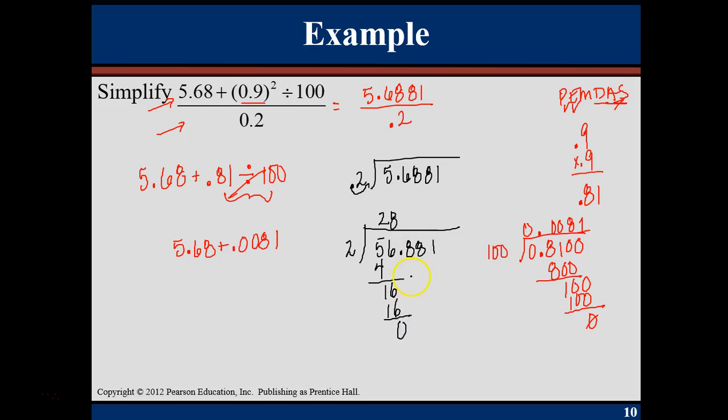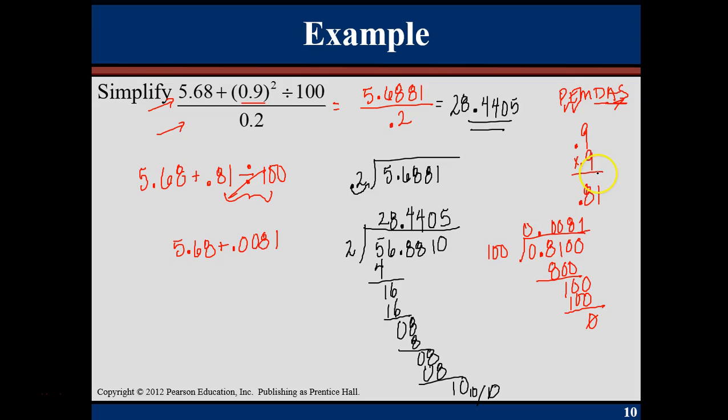I have no remainder there, but I can bring down this 8. 2 goes into 8 4 times. Again, no remainder. One more 8, and there will be 4 more times. And then I would bring down this 1. 2 doesn't go into 1, so I'm going to need to put in a placeholder and add one more 0. 2 does go into 10 5 times with no remainder. And so my final answer for my simplify is 28 and 4,405 10,000ths.